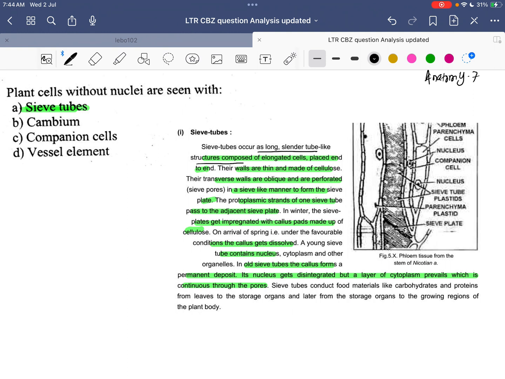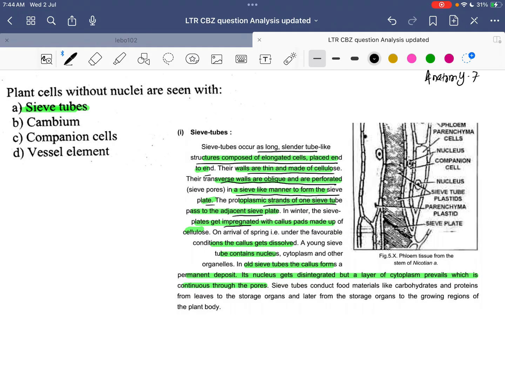Sieve tubes occur as a long, slender, tube-like structure composed of elongated cells placed end to end. Their walls are thin and made up of cellulose. Their transverse walls are oblique and are perforated in a sieve-like manner to form a sieve plate. The protoplasmic strands of a sieve tube pass through the adjacent sieve plate.